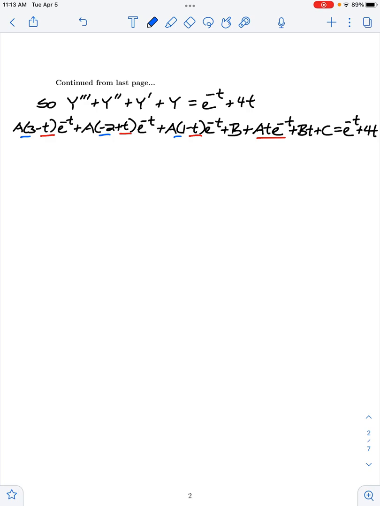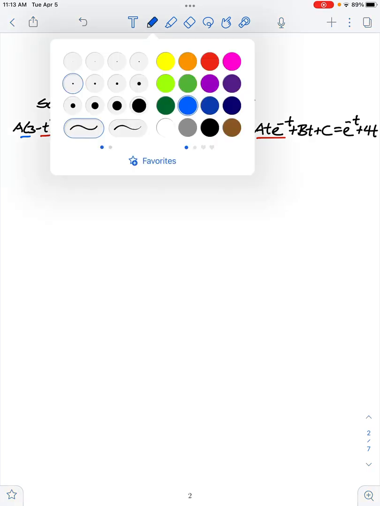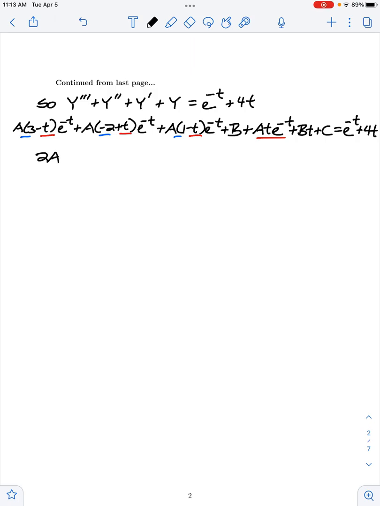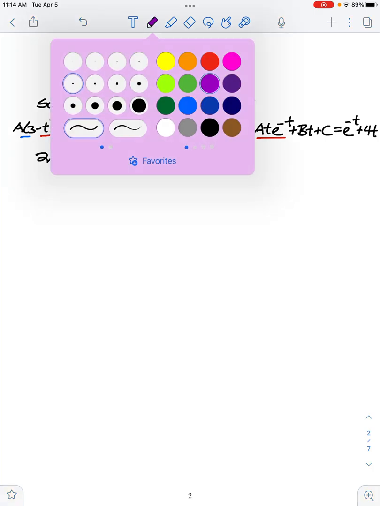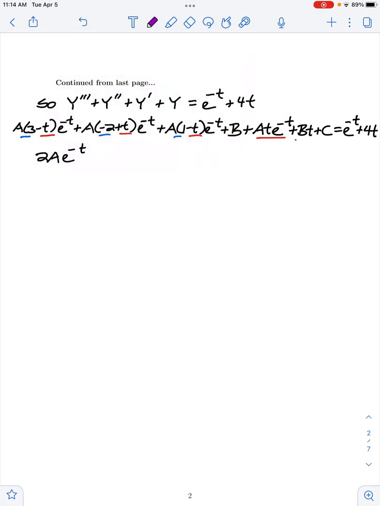So grouping these terms, we have 3a minus 2a plus a, which leaves us with 2a times e to the negative t. And then let me group all of my linear terms together. So here we have a b times t, and then a plus b plus c. So our coefficient of t is b, and then my constant coefficient was b plus c. And this has to equal e to the negative t plus 4t.